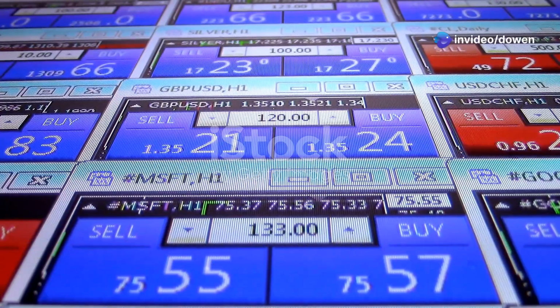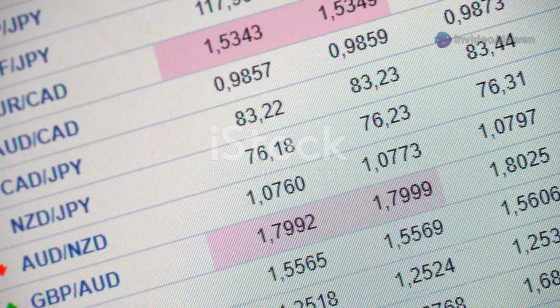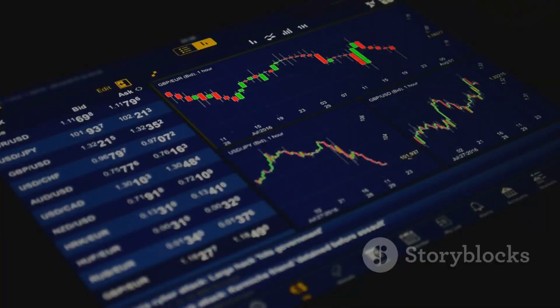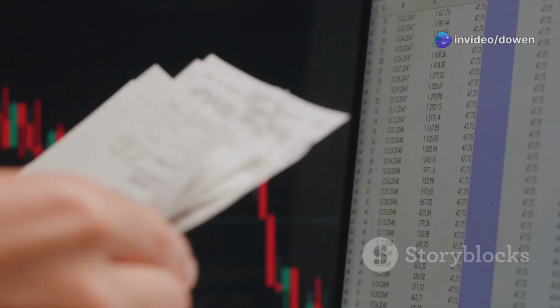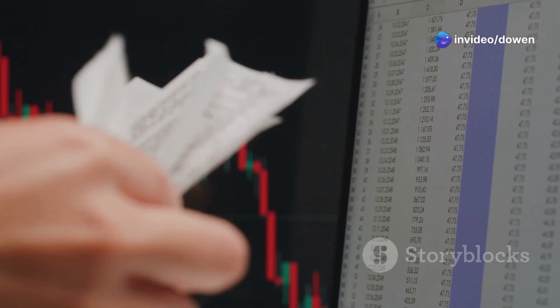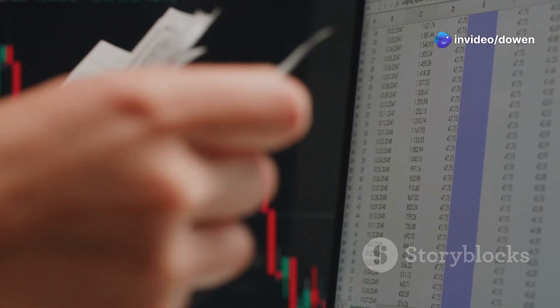In the vast ocean of currency pairs, some are more prominent than others. These are known as the major currency pairs. Think of them as the superstars of the Forex world. They are the most traded pairs globally. What makes them major? Typically, they always involve the US dollar, USD, on one side of the pair.